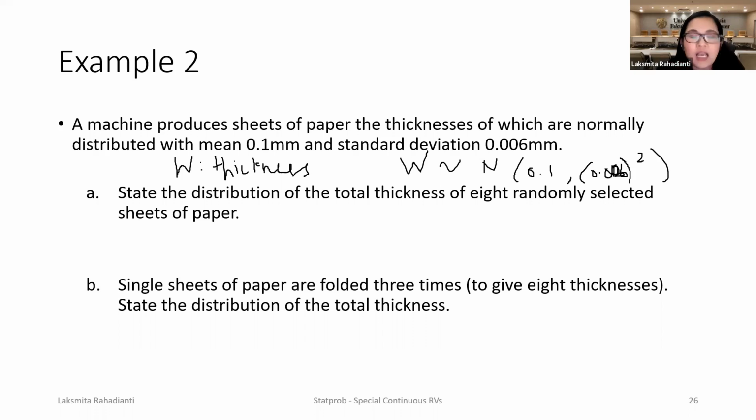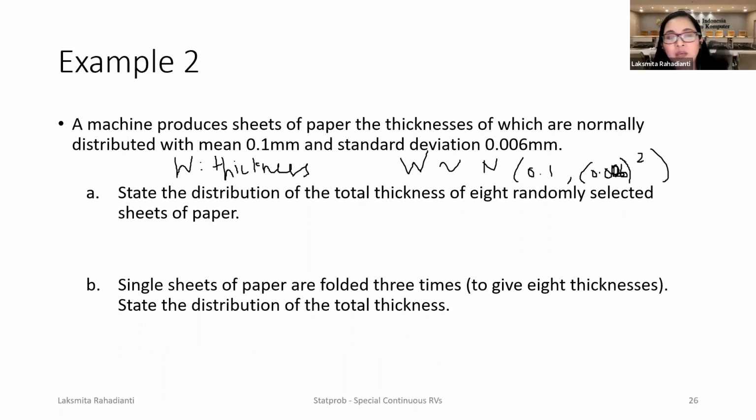Please think about questions A and B. What is different about these two problems? The first one is: state the distribution of the total thickness of 8 randomly selected sheets of paper. So you have 8 sheets of paper. You're taking 8 of them. I know that I need to sum up 8 random variables. I need to sum up W's, right? So this is one W that I have here.